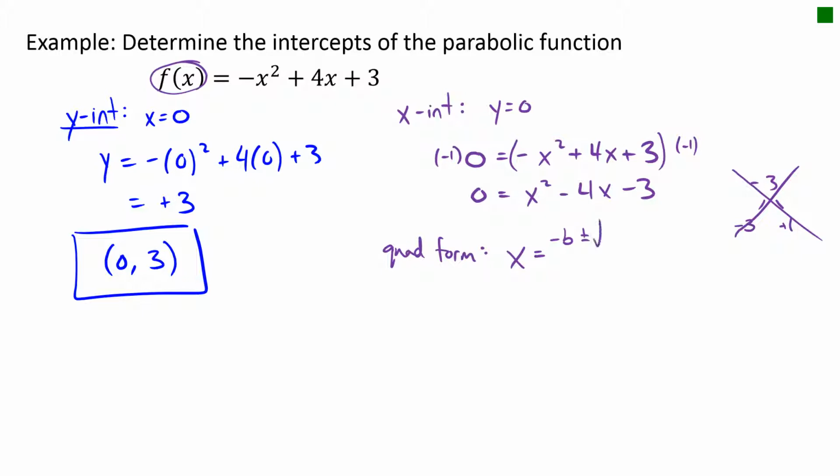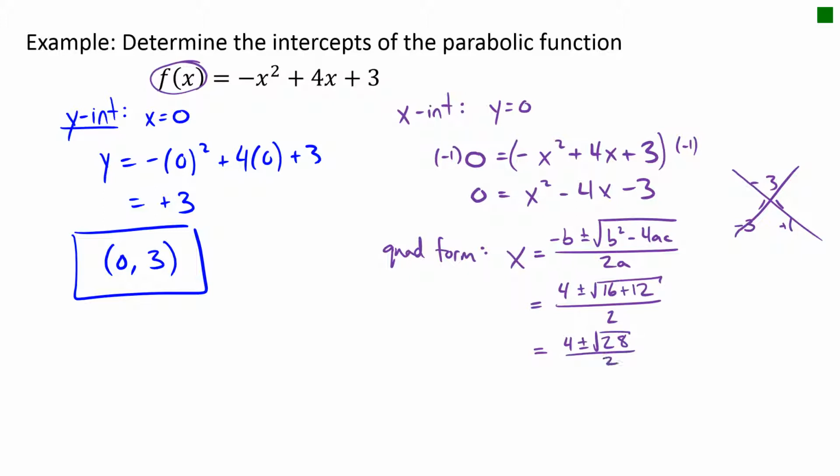This is -b plus or minus the square root of b squared minus 4ac, all over 2a. So -b is +4, square root of b squared, which is 4 squared, 16, minus 4ac. 4 times 1 times -3 is a total of +12, all of which is over 2, because a is equal to 1. So I have 4 plus or minus the square root of 28 over 2. I'm going to simplify this radical down. 28 I can write as 4 times 7, so this would be 2 root 7, all of which is over 2. Now divide everything by 2, and I have x equals 2 plus or minus the square root of 7.